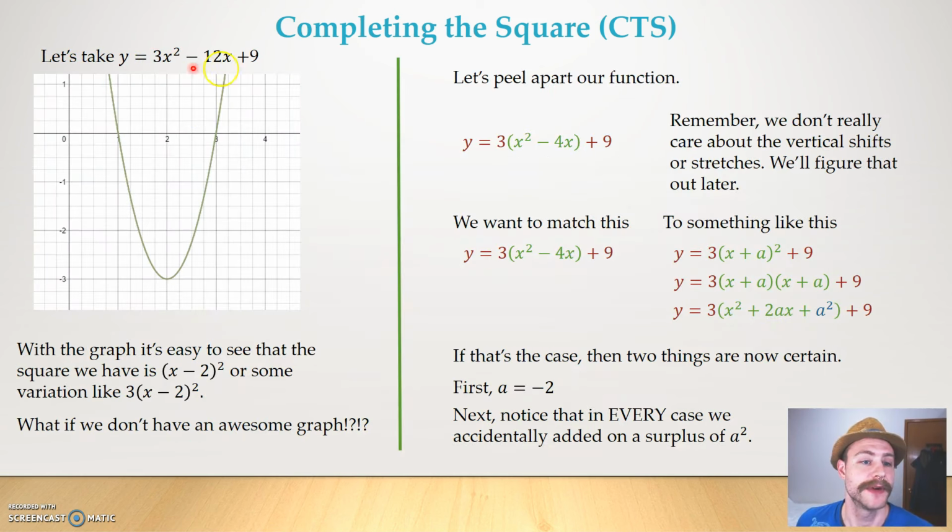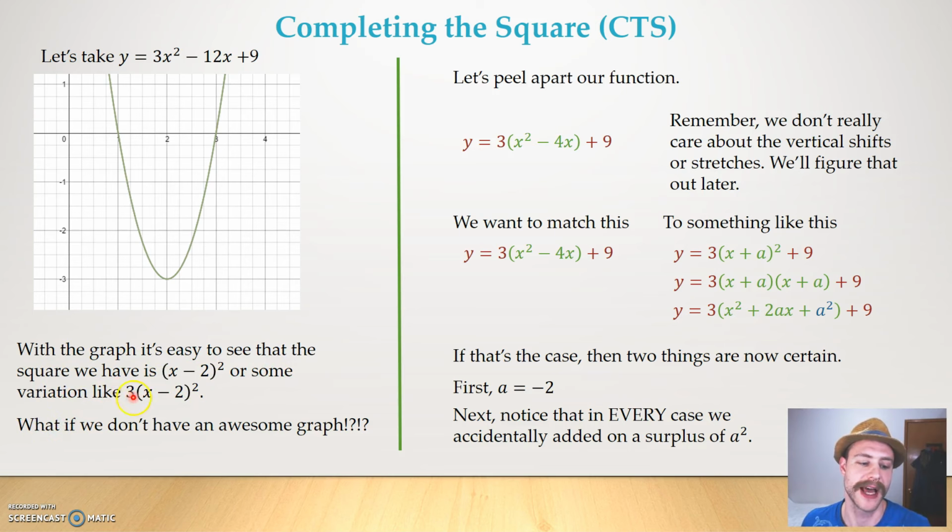Okay, so let's take this one. This is a standard form parabola, and it looks like this. From this graph, it's really easy to see that this is just the square (x minus 2) squared. Okay, that's the square that we're going to find, because if you just moved it up to the x-axis, it's just sitting right here. Okay, and that's what squares look like. They're the parabolas that sit on the x-axis. So with the graph, it's easy to see that the square we have is (x minus 2) squared because it's right shifted by 2.